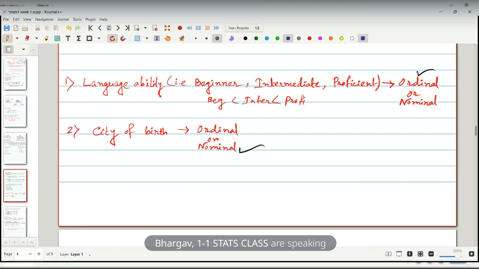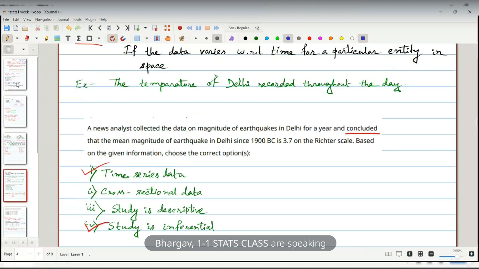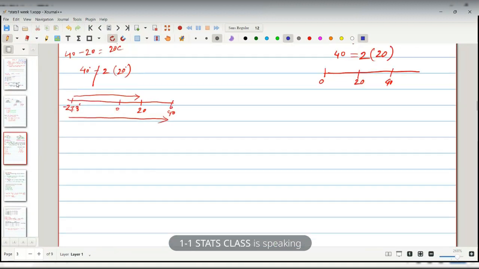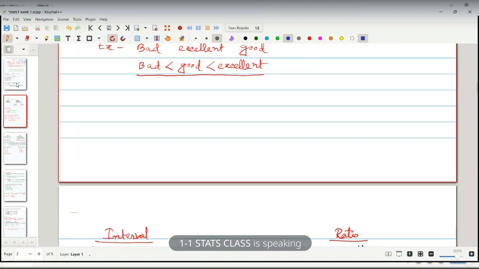City of birth, ordinal or nominal? Nominal, because we cannot do operations and can't order the name of the city. These are easy things. You can easily find these.